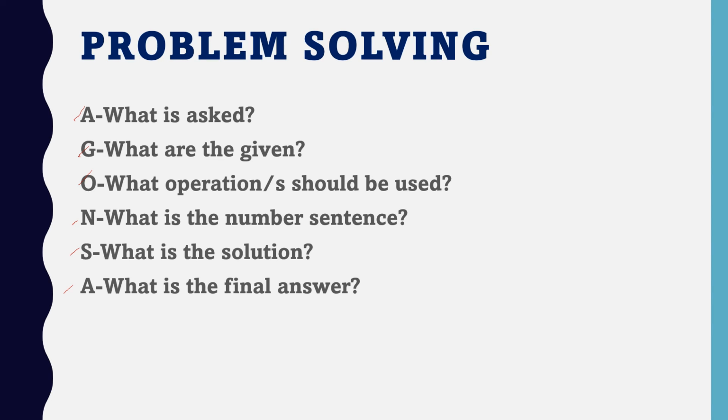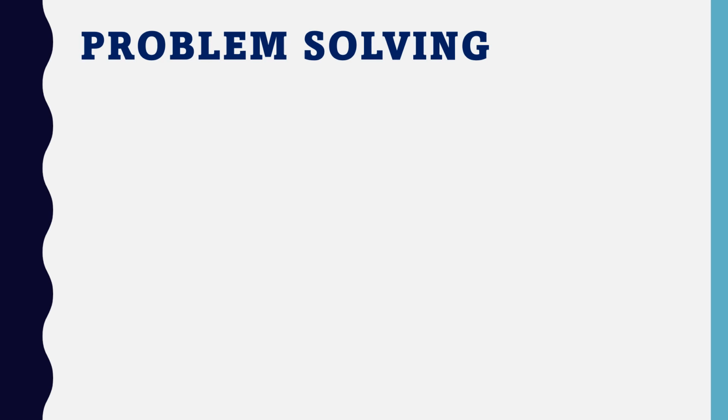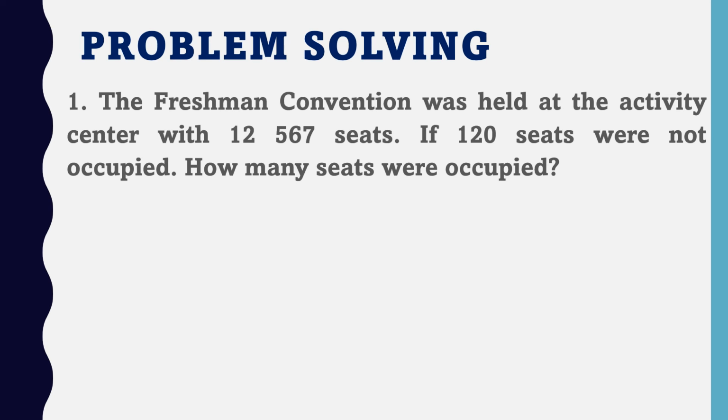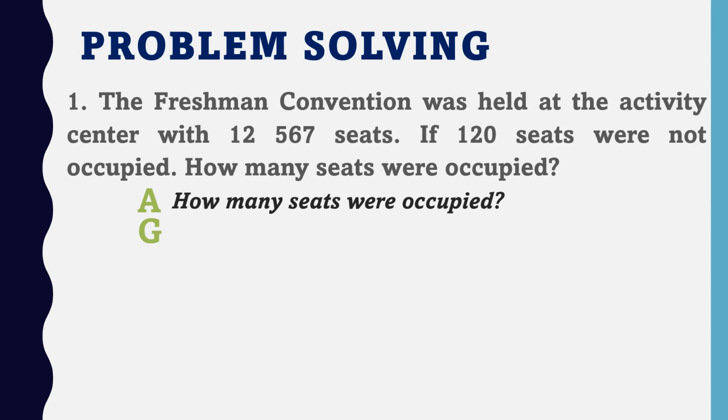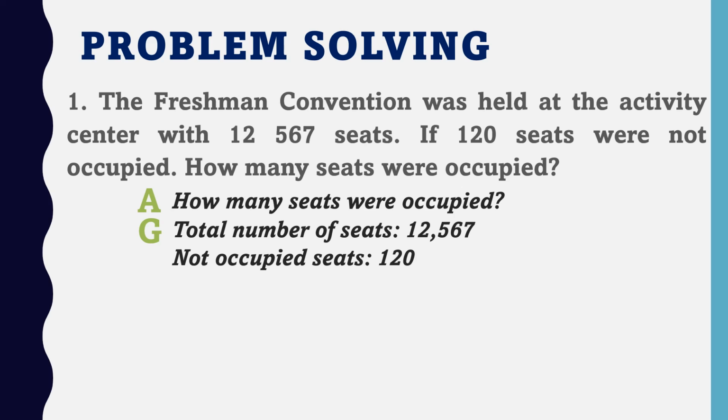Okay, so for problem number 1, we have here: the freshman convention was held at the activity center with 12,567 seats. If 120 seats were not occupied, how many were occupied? So let's have A for what is asked. The question there is how many seats were occupied? And then the given is the total number of seats is 12,567 and the number of unoccupied seats is 120.